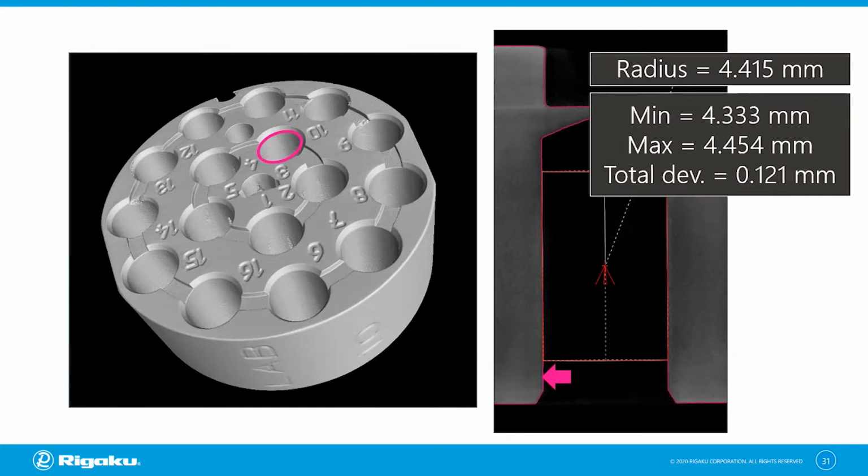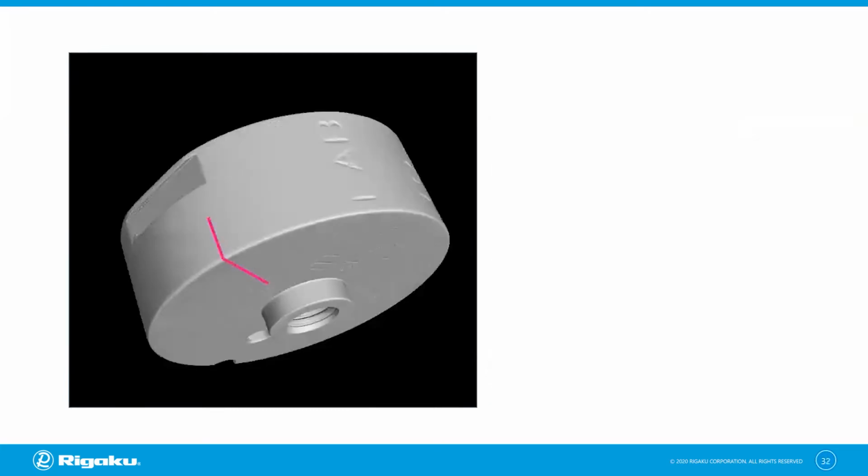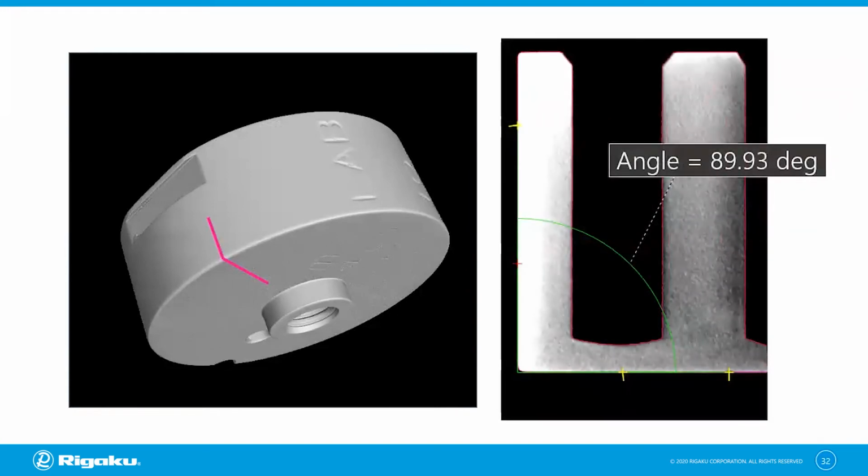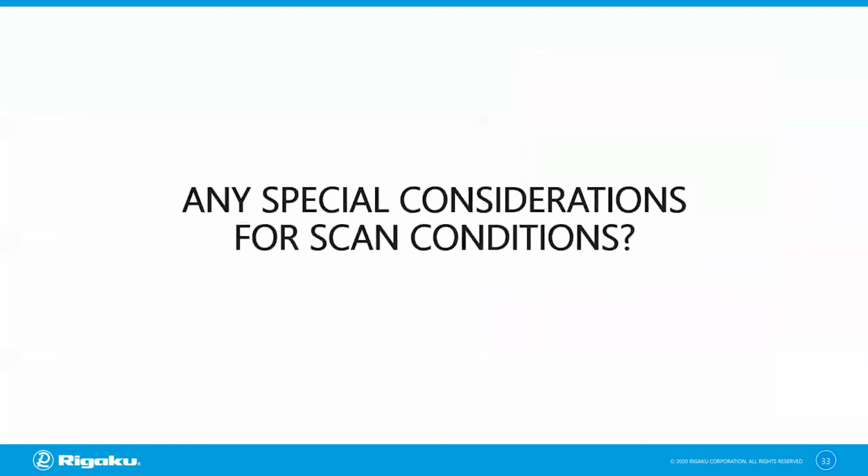You can also look at angles between two planes, for example, this one, and check how close that is to 90 degrees. So this one is a little bit short of 90. So as you can see here, once you do a CT scan and define the surface, you can pretty much measure whatever you want. Now, to get those scans, the gray level images, are there any special considerations?